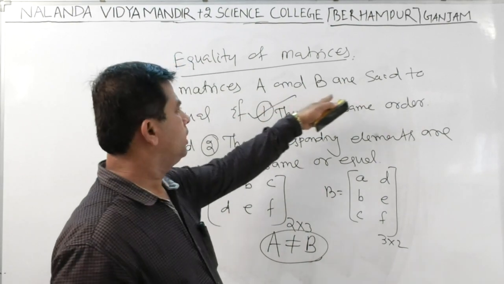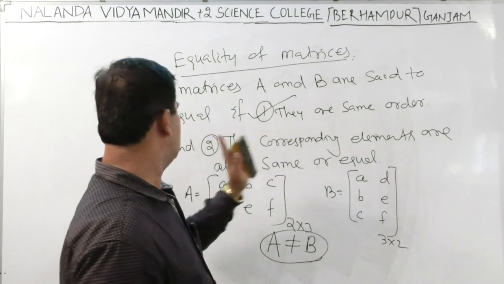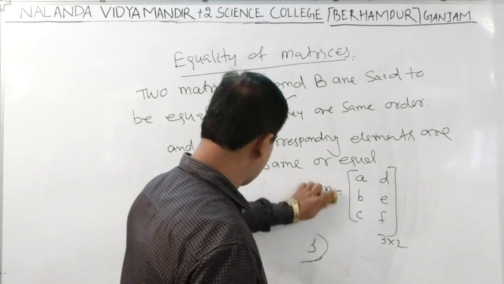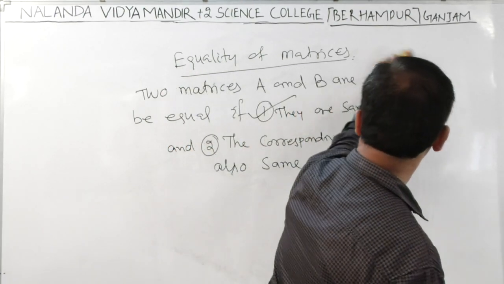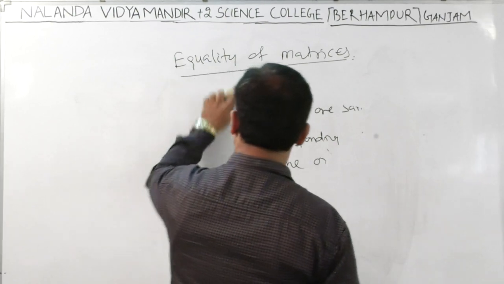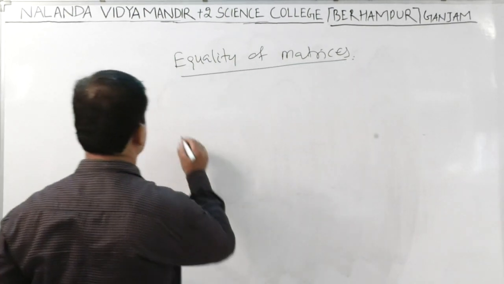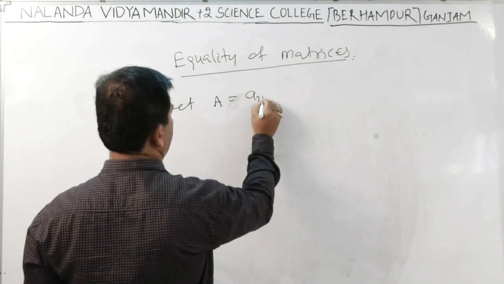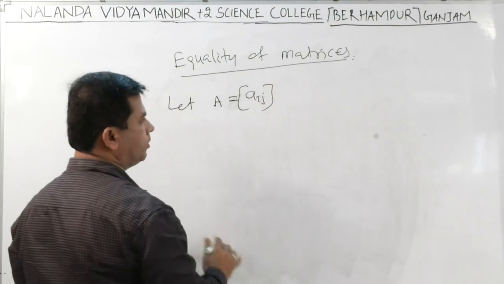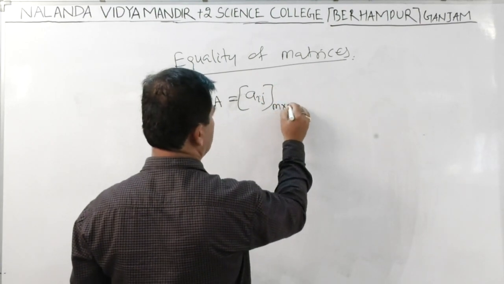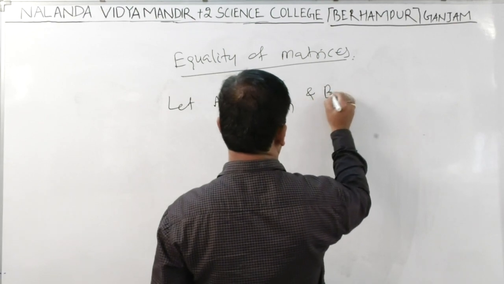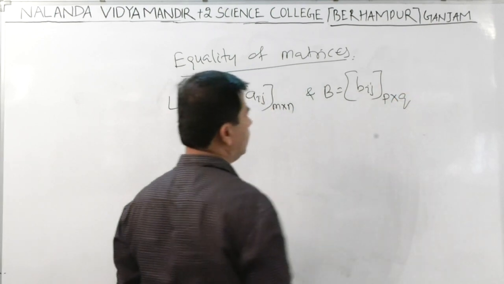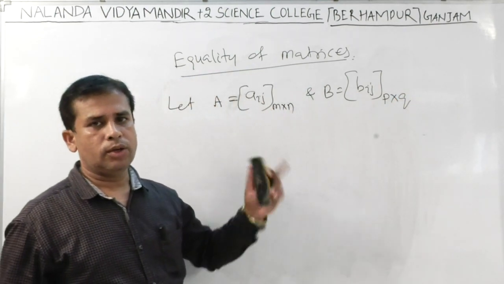Two matrices are said to be equal if they have the same order and the corresponding elements are also the same. In other way we can define also. Let A = [Aij], this is our compact form. A = [Aij] of order m cross n and B = [Bij] of order p cross q. Now you compare whether A and B are equal or not.